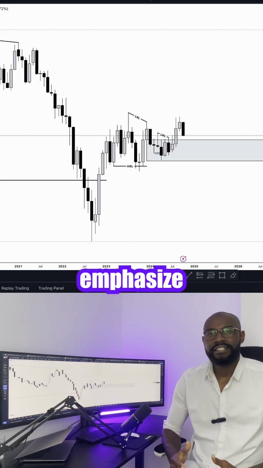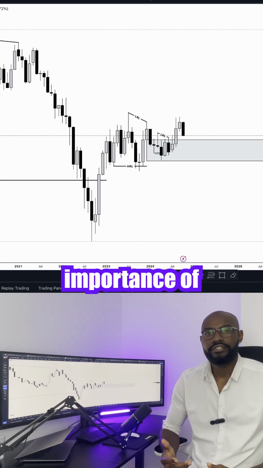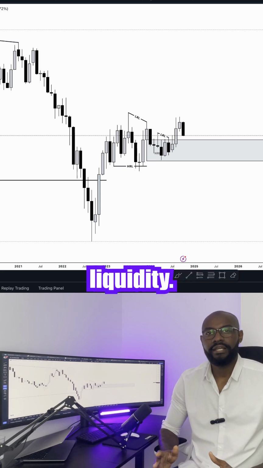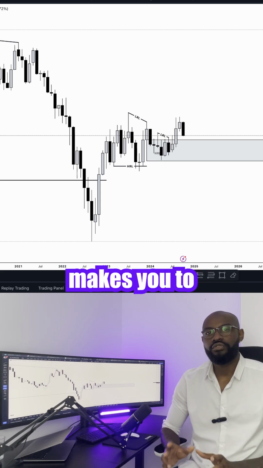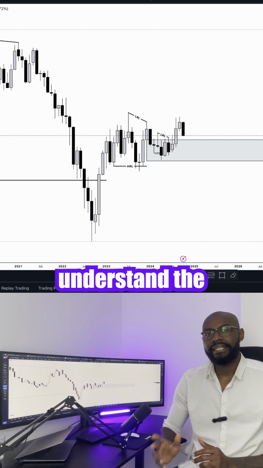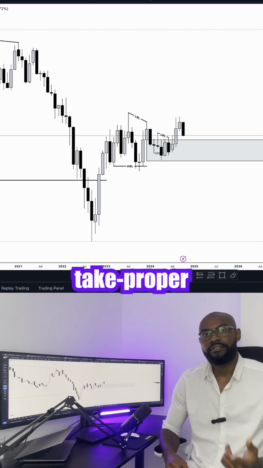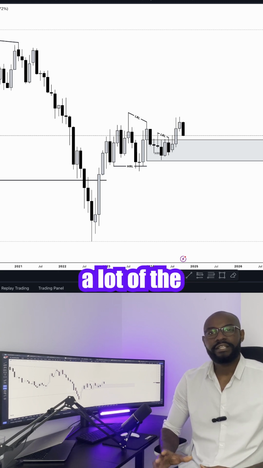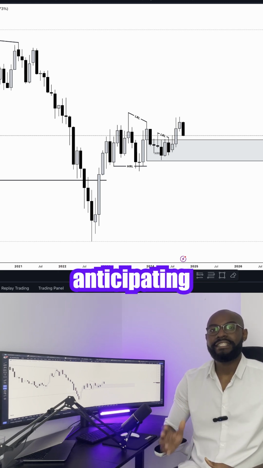I cannot emphasize enough the importance of understanding high resistance and low resistance liquidity. This is what makes you able to understand the key levels to use as take profit positions or stop loss positions.